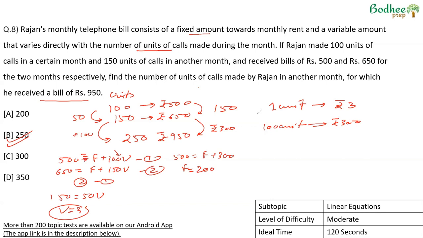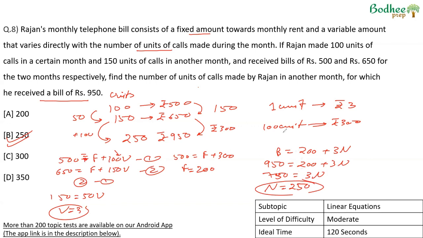That means the bill for Mr. Rajan is 200 fixed plus rupees 3 per call, if the number of units called is N. Now, if the bill is 950, that will be 950 is equal to 200 plus 3N. Subtracting 200, 750 is equal to 3N. Divided by 3, N is equal to 250. Even if I'm doing this, it should not take more than 2 minutes, and therefore moderate, about 2 minute attempt time.